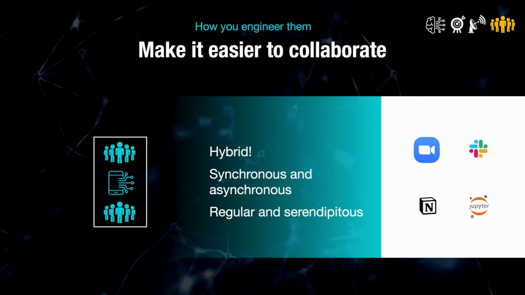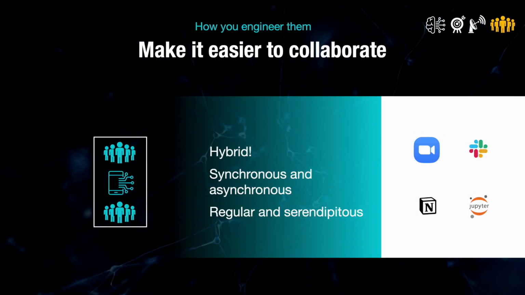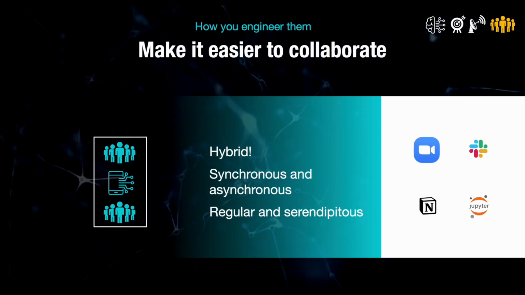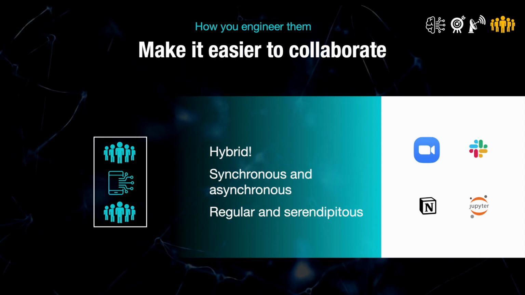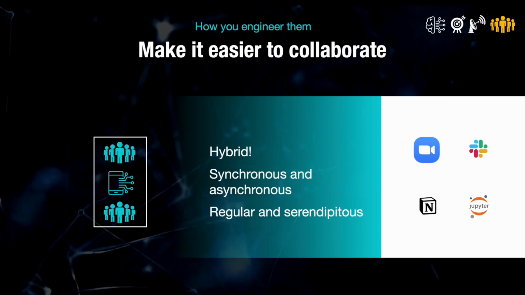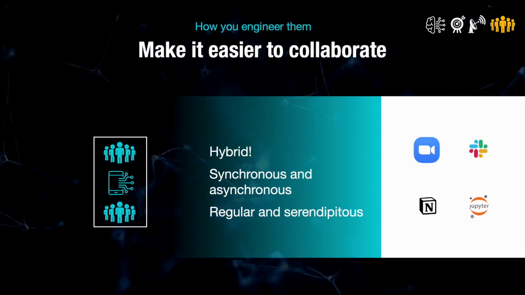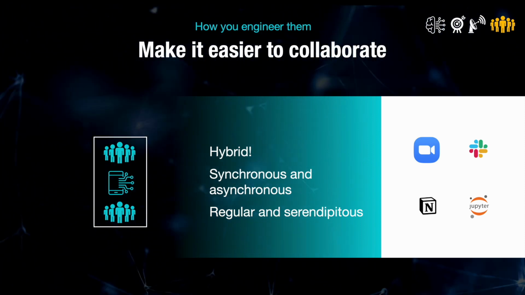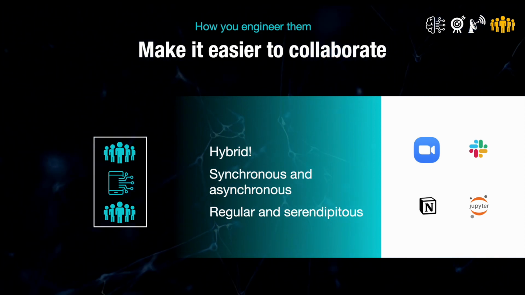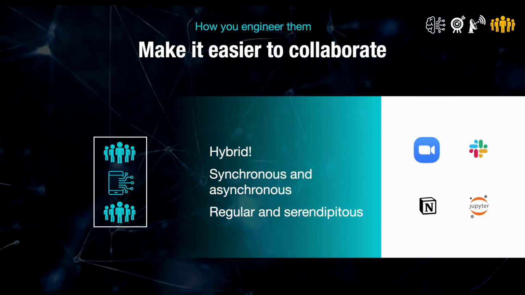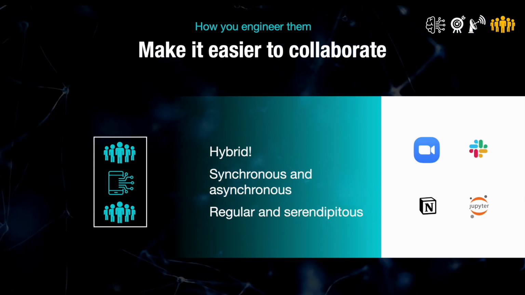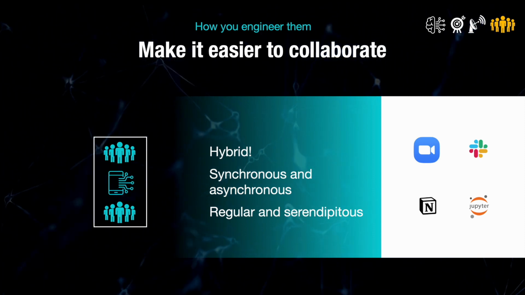So what can you do to make it easier for people to collaborate? First of all, embrace flexible and hybrid work. Make sure that you pay attention to both synchronous work, which is a meeting in which you see people in real time, as well as asynchronous work that happens, for example, on Microsoft Teams or Slack or on Notion, or if you're a data science person, on Jupyter. And embrace the fact that some of the work is regular, regimented, some of it is serendipitous, accidental. You need to try to engineer both.